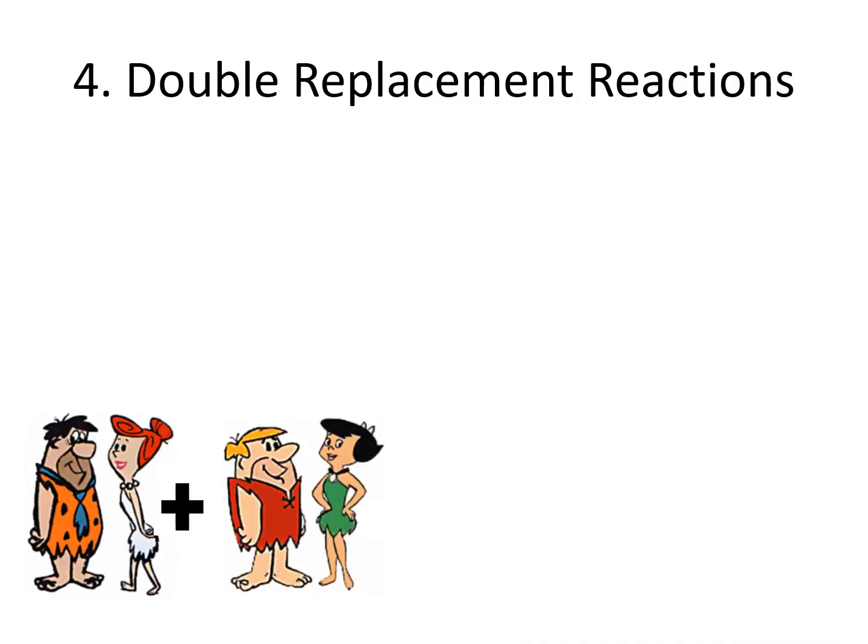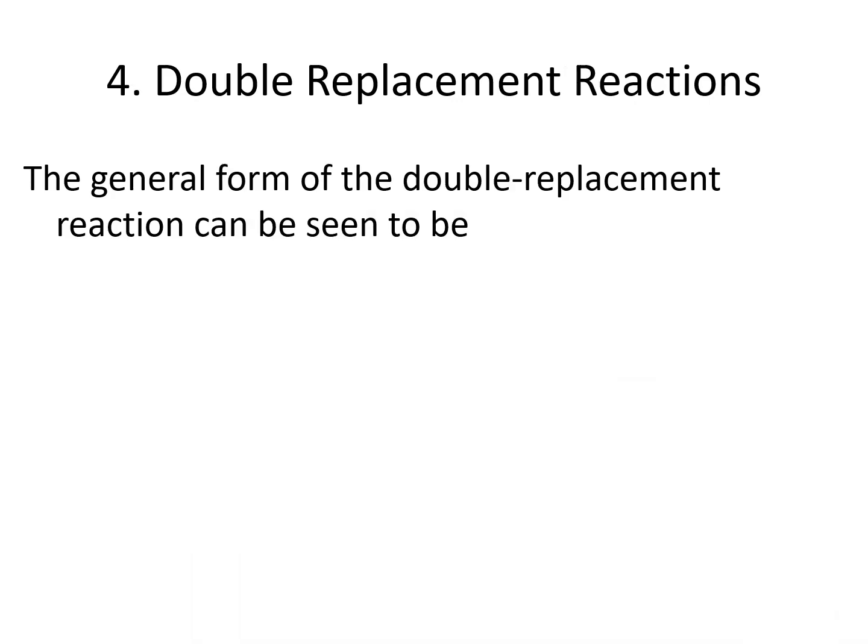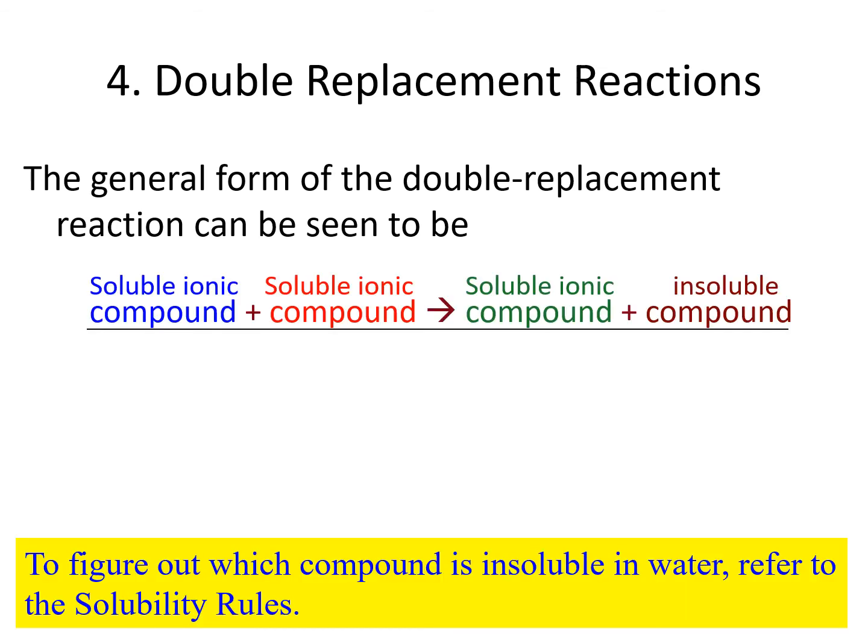Here it is in cartoon form. We see Fred and Wilma, and then Barney and Betty. So if we swap Fred with Barney, we get a double replacement reaction. Now Barney is with Wilma and Fred is with Betty. That's kind of strange. So the general form of the double replacement reaction can be seen to be as follows.